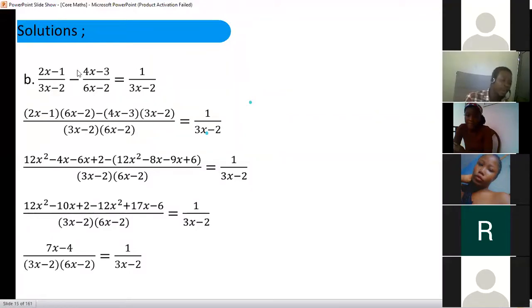So this is a binomial because there are two things joined together with a minus sign. But the right-hand side is a monomial. So first of all, we need to simplify the left-hand side of the equation to a monomial before we cross multiply. We have to simplify the binomial aspect.